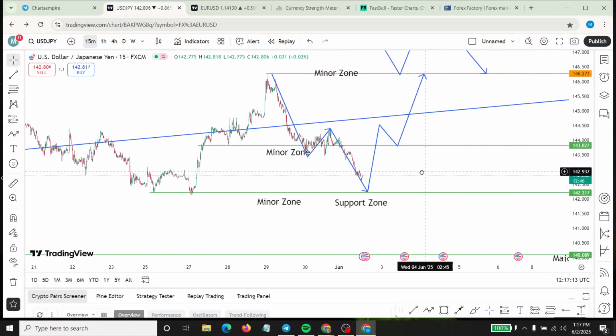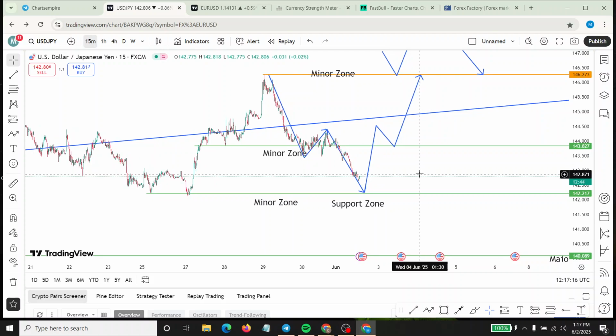So this is how the market can move from zone to zone. We want to be taking advantage of all these zones.